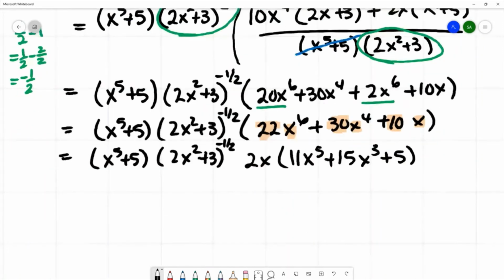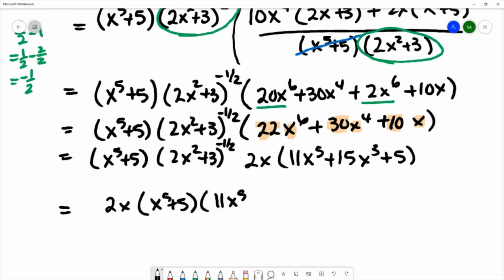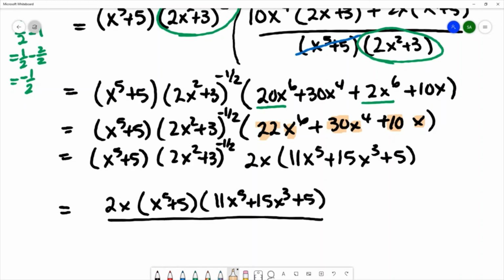I'm going to write the final derivative here, and that's going to be 2x times x to the 5th plus 5 times 11x to the 5th plus 15x cubed plus 5. And in the denominator, I'm putting this factor in the denominator because of the negative in the exponent. I would have square root of 2x squared plus 3. So that is the final simplification for my derivative.